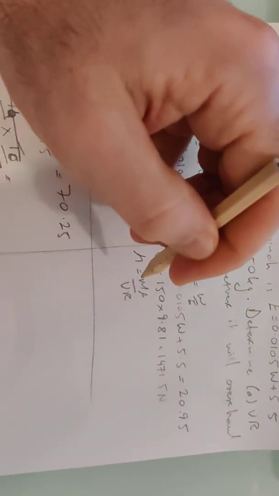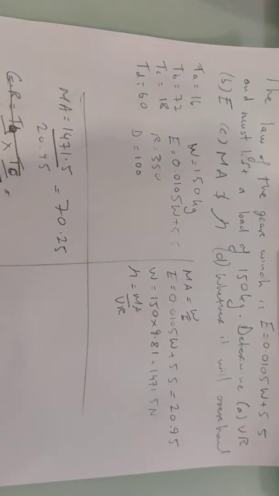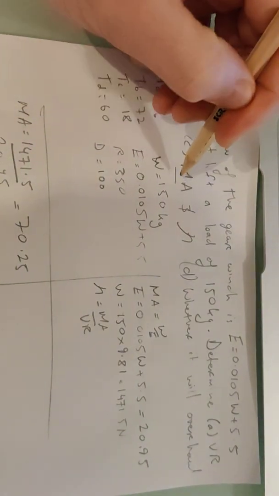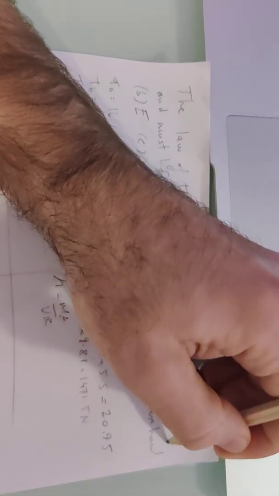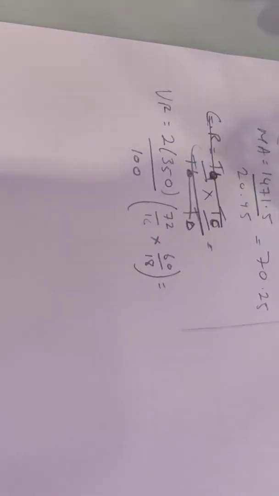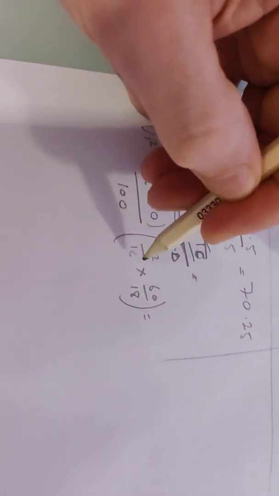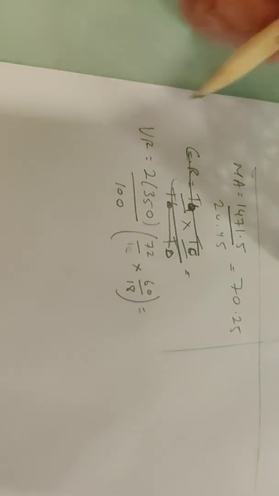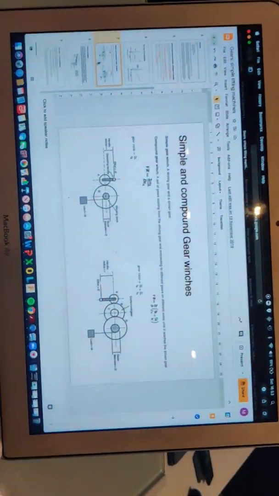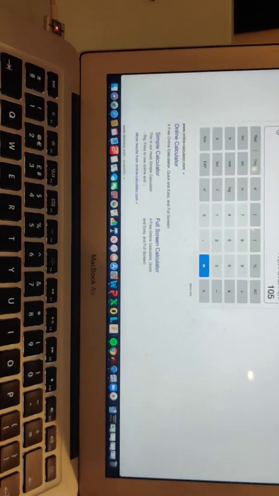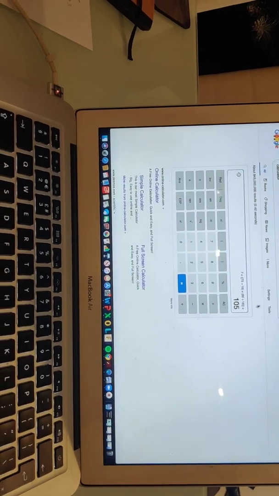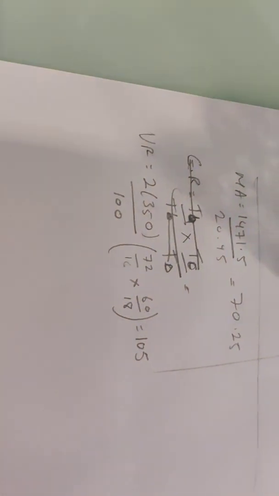And then my efficiency is equal to my mechanical advantage over my velocity ratio. I've already calculated my mechanical advantage, so that's done. The next thing I want to do is calculate my velocity ratio, using the formula here. My velocity ratio is equal to 2R over D times TB over TA times TD over TC. When I put that into my calculator, which I'm having to use over here, I know I don't have a calculator, I'm getting one, don't worry, it is equal to 105. So once I put all of that information into my calculator, this is what I get.